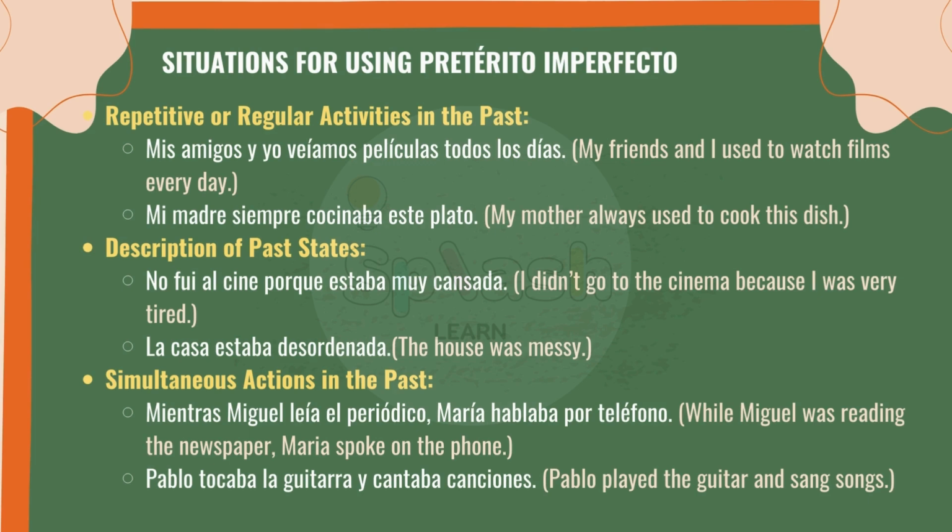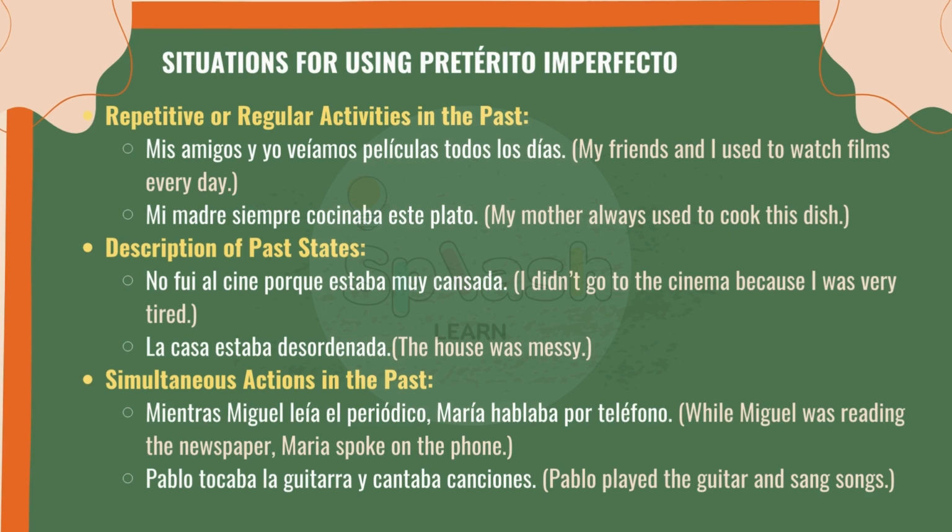Firstly, we use the Pretérito Imperfecto for actions that were repetitive or regular in the past. For example, mis amigos y yo veíamos películas todos los días. My friends and I used to watch films every day. Mi madre siempre cocinaba este plato. My mother always used to cook this dish. These sentences show actions that happened regularly in the past. The words todos los días and siempre indicate the frequency of these actions.